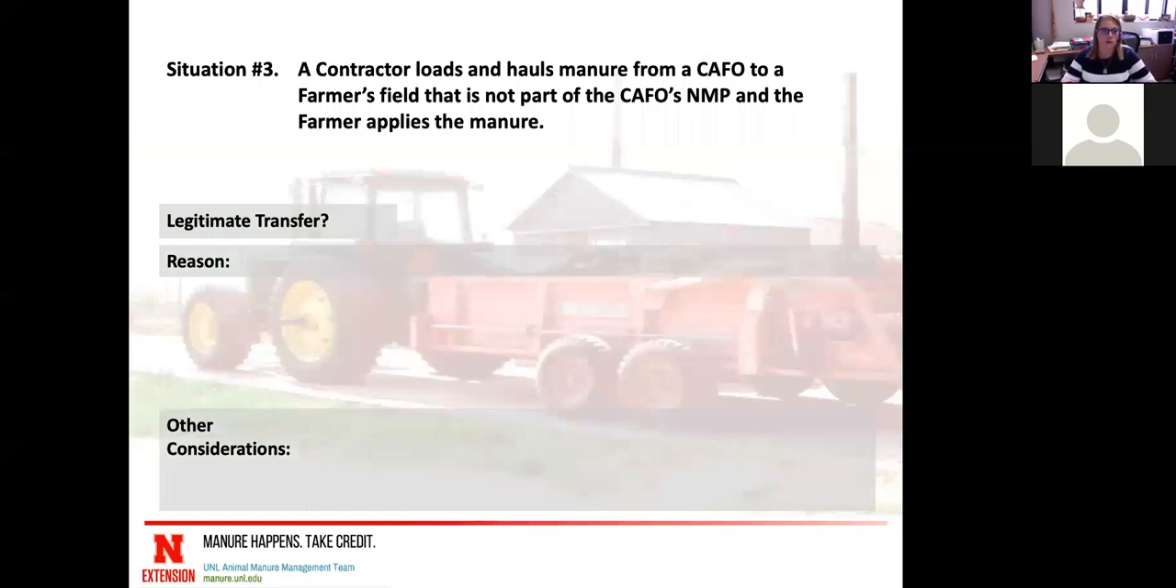The third situation: a contractor loads and hauls manure from a CAFO to a farmer's field that is not part of the CAFO's nutrient management plan, and then the farmer applies the manure. So this would be considered a legitimate transfer. Again, the CAFO operator no longer has control of the manure or land receiving it.